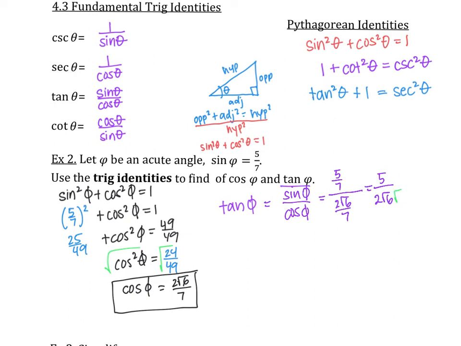I don't want to leave the radical, so I'm going to rationalize it. So I get 5√6/12 for the tangent of phi. This is the same answer I got on the previous example. Again, it's just another method of finding it, and if it doesn't specify, it's up to you which method you would like to use.